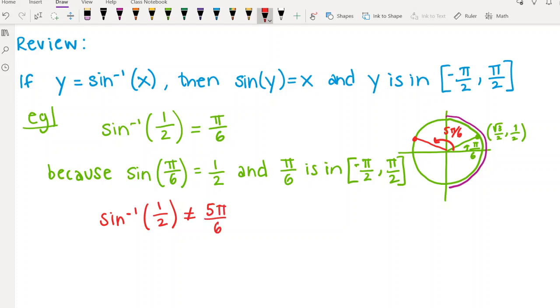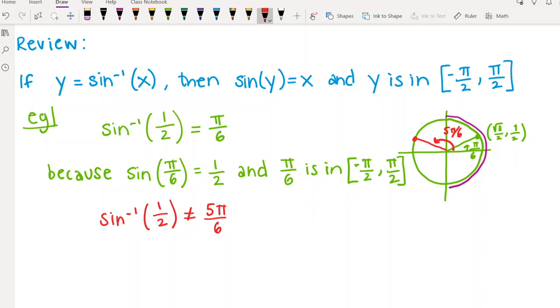And the reason for that is because inverse sine is specifically restricted to only give you particular angles as your answer. And so because this angle, 5 pi over 6, is not in the correct part of the unit circle, it's not allowed to be the answer for inverse sine of 1/2. So inverse sine of 1/2 is just pi over 6. There's only one answer, even though there are many, many different angles that you can take sine of and get 1/2. There's only one that's the correct answer for inverse sine.